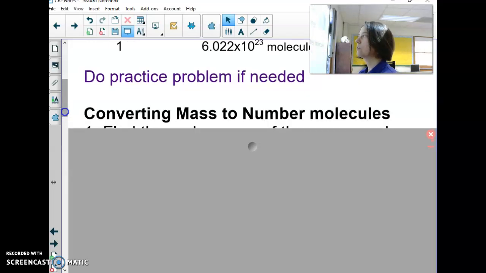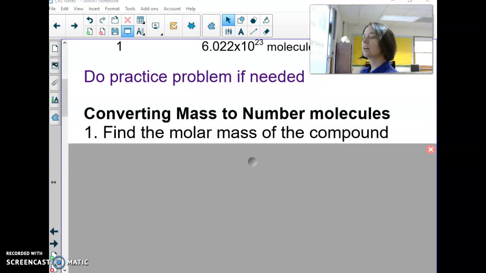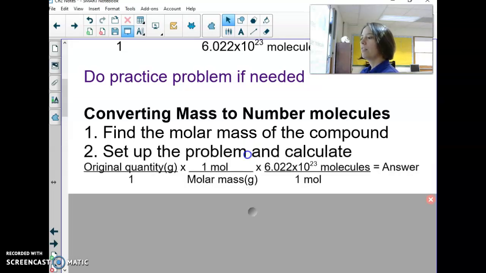So let's move on to converting mass to number of molecules. So we're just taking our one-step problems and making them two-step problems. Very similar to what we did in 2.1, but we're adding in the step where you have to figure out the molar mass. So just like in the previous problems, the first step is going to be finding the molar mass of the compound. Then you're going to set up the problem and calculate. So please write this down. The original quantity over 1 times 1 mole over the molar mass of the compound times 6.022 times 10 to the 23rd molecules over 1 mole will give you your answer, and that will be in the number of molecules.